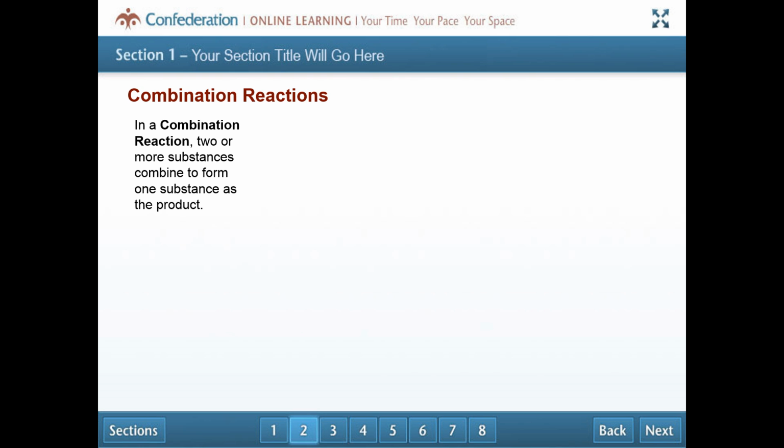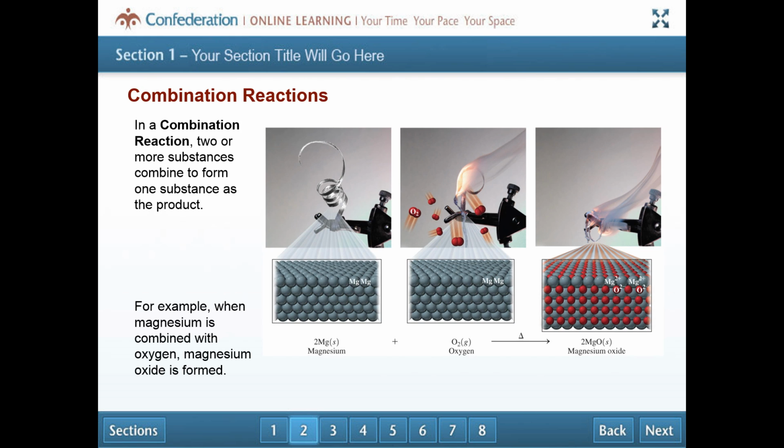Let's look at the combination reaction. So in a combination reaction, you're starting with two or more substances, and they're all going to combine to form one product. So let's look at an example of that. So if we look at magnesium, it can be combined with oxygen, and then when that happens, magnesium oxide is formed. So we've got some pictures here showing we've got magnesium, and then oxygen.